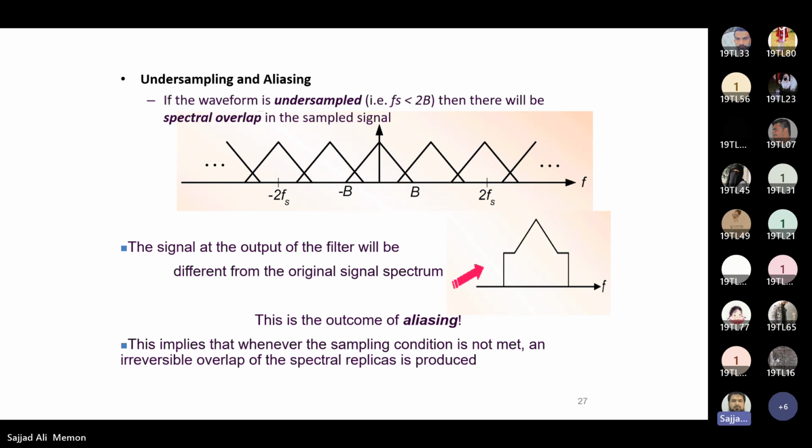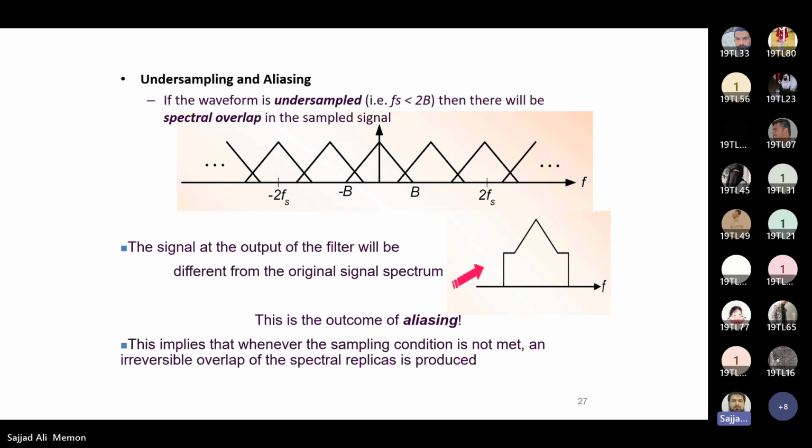So the signal at the output of the filter will be different from the original signal spectrum. So when you recover, this is the part that you will recover, but this signal will be cut here and it will be like this one. Then you will move like this, it will go like this, and it will again come back like this. So that is seen here. So this is the signal that you have recovered if there is any aliasing.